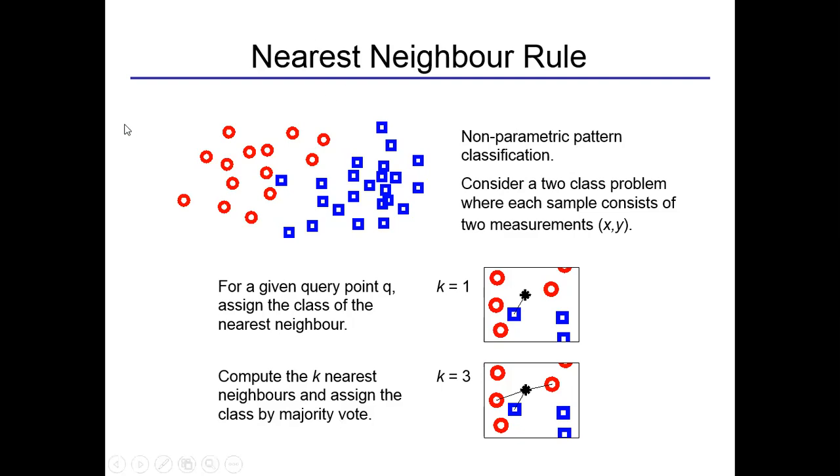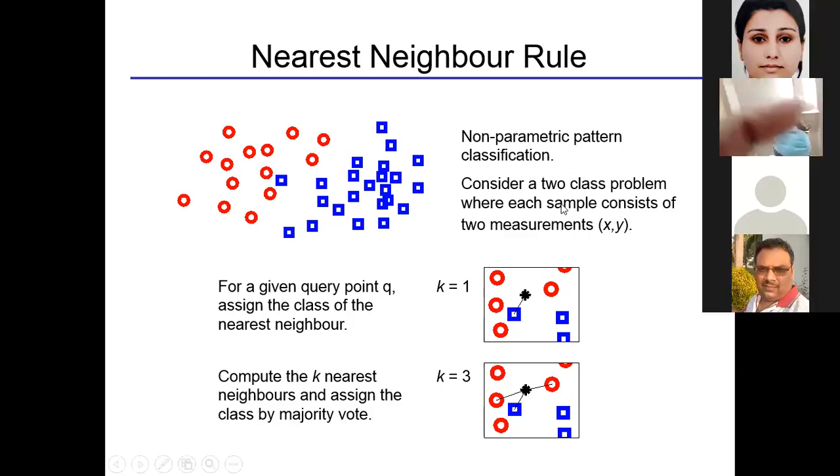Classification. Usually we consider a two-class problem where a sample consists of two measures. Whenever you have a two-class problem, the sample is a combination of two values, one input and the relevant output value, (x, y). In k nearest neighbor, we consider the neighbors. Suppose you have a query point q, and we can assign the class of a nearest neighbor to it.